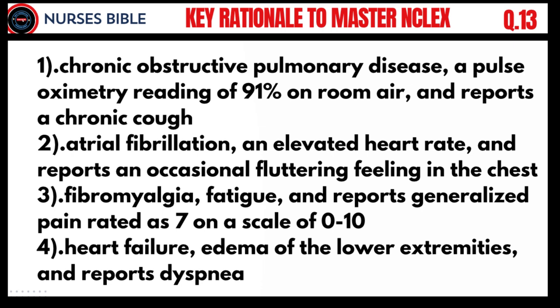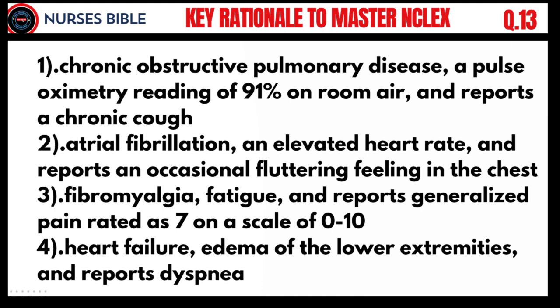Option 2 is the client with AFib, an elevated heart rate, and reports an occasional fluttering feeling in the chest. That fluttering feeling may be normal with AFib. We definitely want to look into that heart rate, but not first in light of our next client. Option 3 is the client with fibromyalgia, fatigue, who reports generalized pain rated as 7 on a scale of 0 to 10. This is going to be an incorrect option. That pain is expected with fibromyalgia, so we definitely want to treat their pain, but not first.